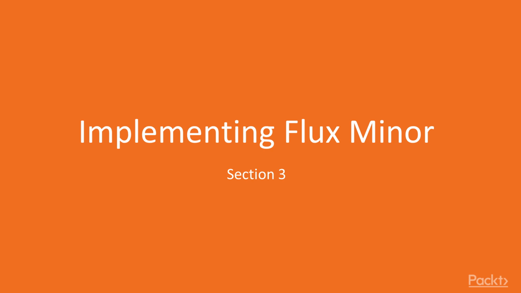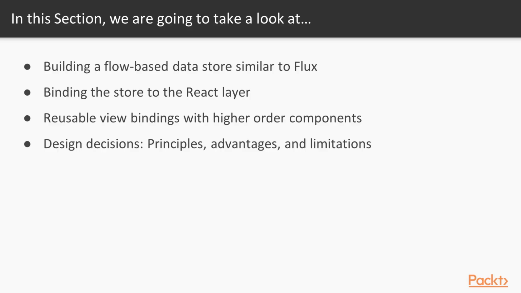Hello and welcome to Implementing Flux Minor. In this section, we'll build a data store using a design based on the Flux pattern, which we'll call Flux Minor. We'll begin by building a store that contains our application state and has the ability to make updates to it. We'll then spend 2 lessons learning how to bind our data store to the view layer using subscriptions. We'll close with a reflection on the design decisions we made, like immutability and functional programming, as well as some of the limits of our design.